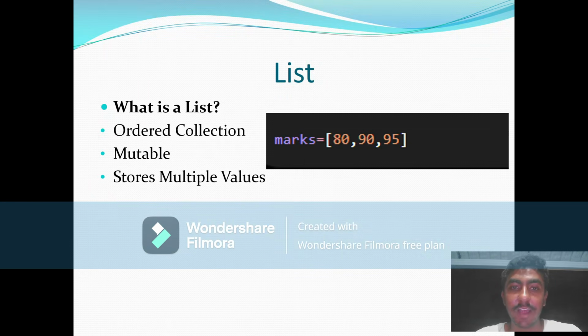So if strings allow us to store multiple characters, list allows us to store multiple values. These values can even be different data types. Lists are one of the most powerful features of Python. You will use them almost every day while writing programs. So what exactly is a list? Let's begin with the definition. According to the PPT, a list is an ordered collection, it is mutable, and it stores multiple values.